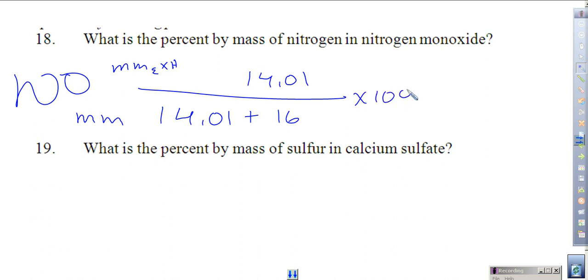Times abundance, which is 1. And then at the end, we multiply by 100%. So this ends up being 46.7%.